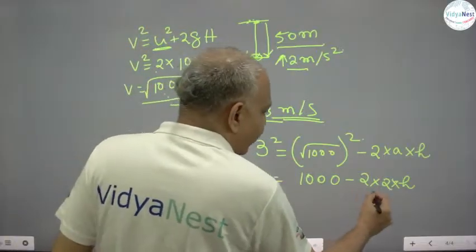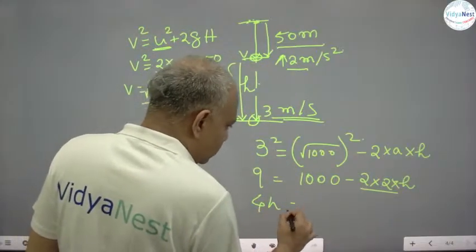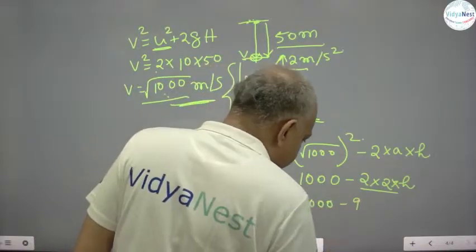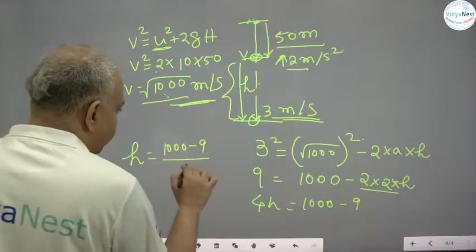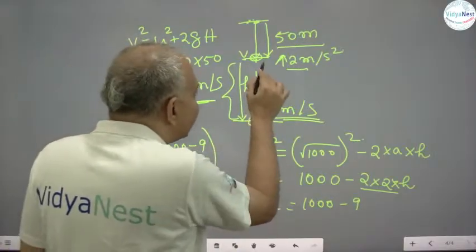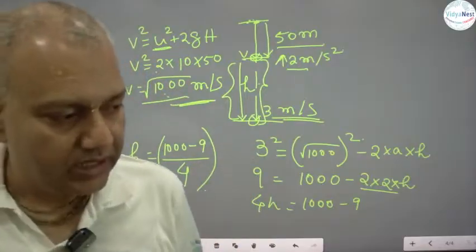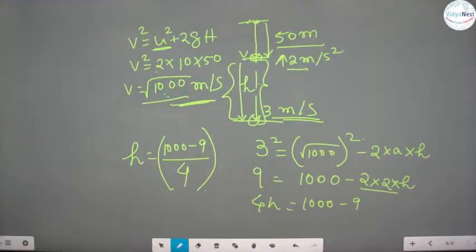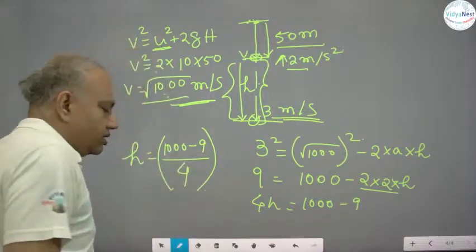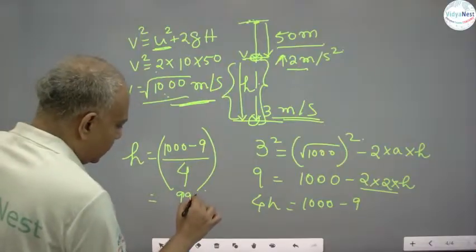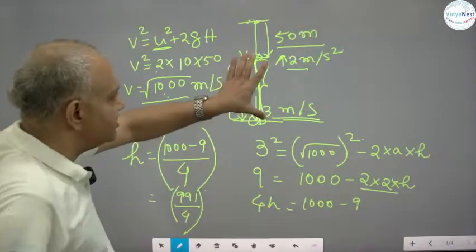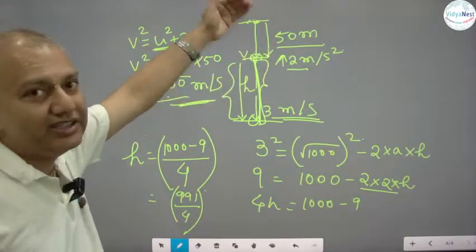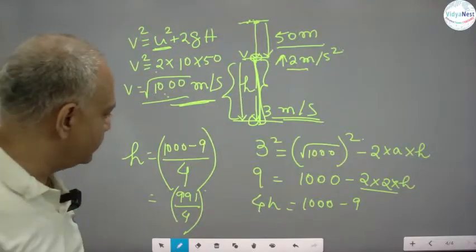So now this is 4h. So 4h is equal to 1000 minus 9. Therefore the height is equal to 1000 minus 9 divided by 4. This height we have calculated. 1000 minus 9 is 991, right? So 991 by 4. This is the height over which the person enjoyed the parachute, this portion, this much in meters.